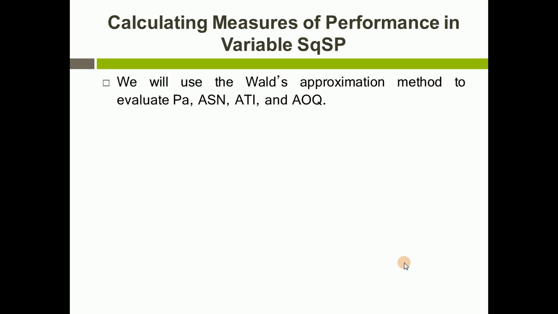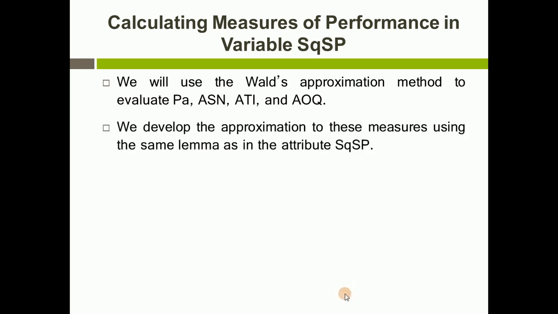The last thing we have is calculating the measures of performance in a variable sequential sampling plan. Still similar to the attribute sequential sampling plan, we will be depending on Wald's approximation to calculate the probability of acceptance, ASN, ATI, and the average outgoing quality, AOQ. And we still depend on the same lemma in order to develop the approximation of these measures.